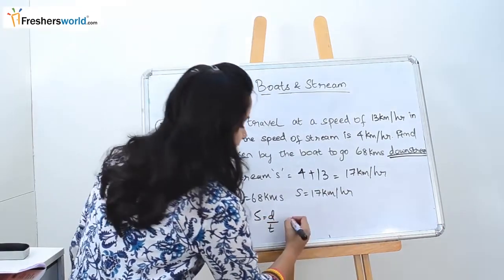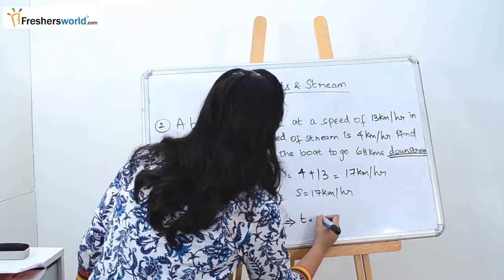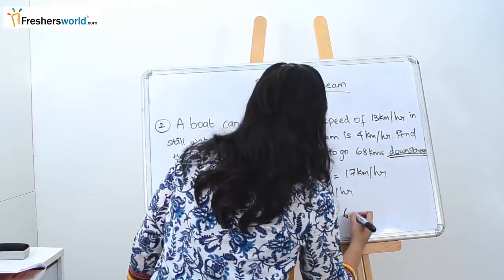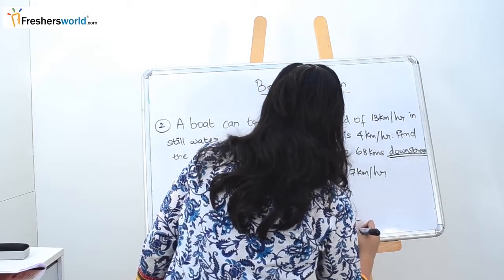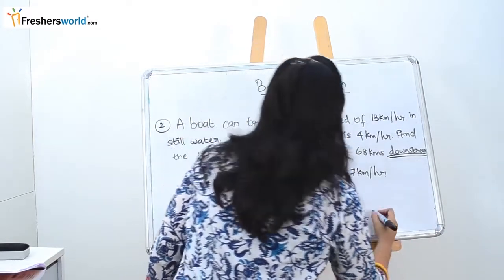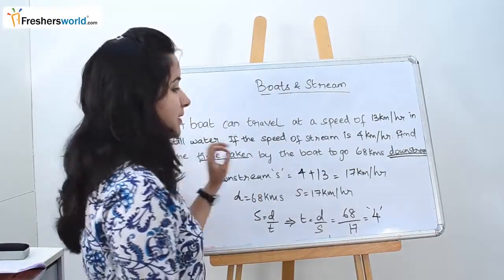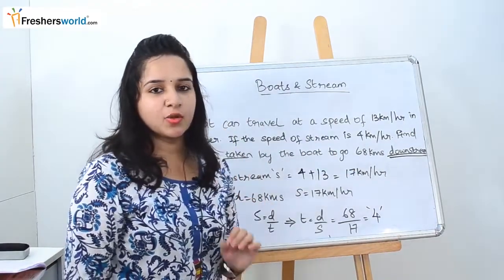So what do we want to find? We want to find the time, which is distance by speed. We know distance is 68 and the speed is 17, so it is 4. This gives you the time taken by the boat to go 68 kilometers downstream.